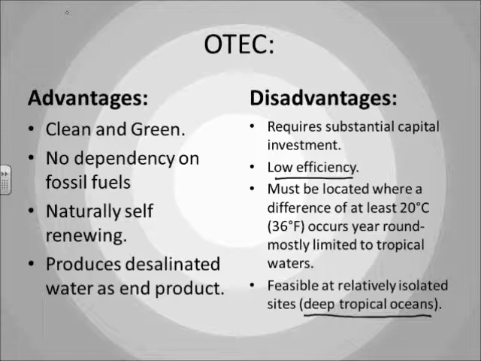Now, in the disadvantages column, we can see that it requires substantial capital investment. The minimum capital investment for a small 10 megawatt plant is 50 to 100 million dollars. This shows that it is not highly efficient and highly practical. Also, OTEC plants must be located where a difference of at least 20 degrees Celsius or 36 degrees Fahrenheit occurs year-round, which is mostly limited to tropical waters, and hence this technology is feasible at relatively isolated sites, for example, deep tropical oceans. So it's not quite a practical technology.